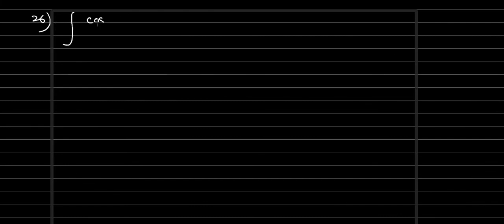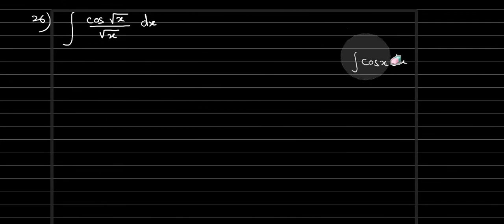Integral cos square root x by square root x dx. Normally in functions, you'll have only the x, like integral cos x dx. But there is a change. Instead of x, we have a root x. The same root x we also have in the denominator. So the root x I am going to consider as a t.